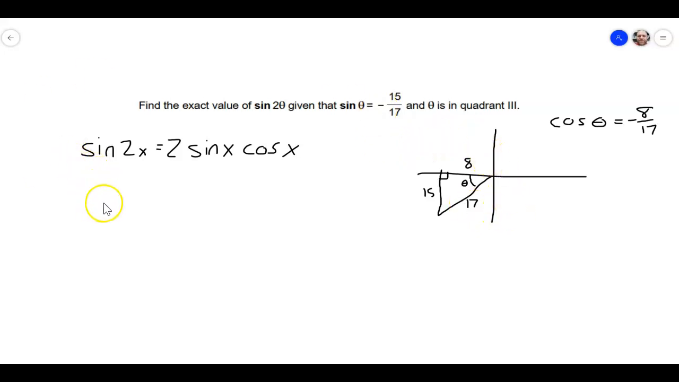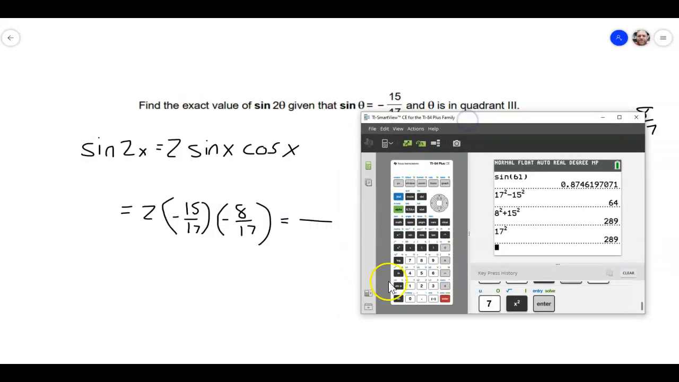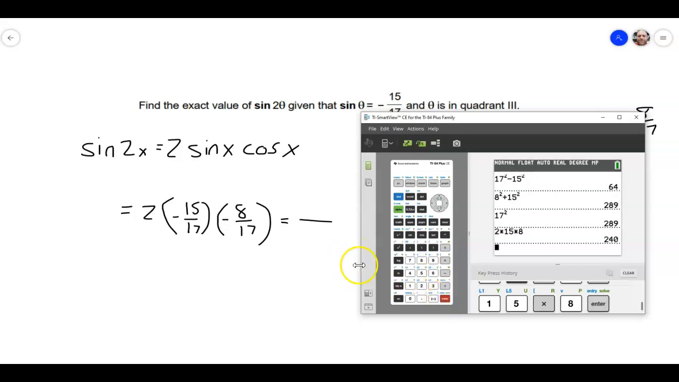So now we can go back over here, and we can say the sine of 2x is equal to 2 times the sine of theta, which is negative 15 over 17, times the cosine of theta, which is equal to negative 8 over 17, which is equal to, the negatives will cancel out, so the top will be 2 times 15 times 8, which is 240.